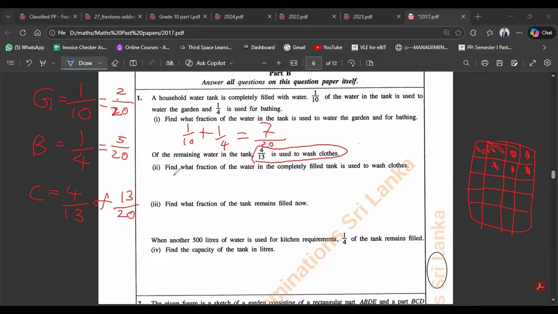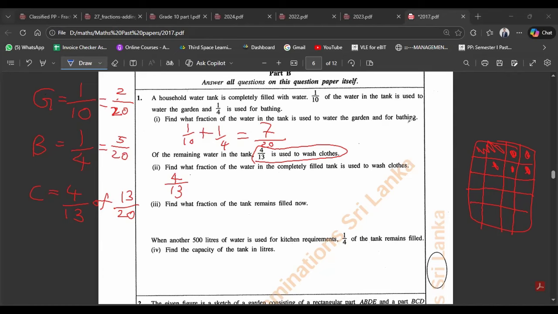So what I'm going to do is multiply 4 over 13. Okay, how did the remaining come? Good question. So how the remaining came was for washing clothes, not washing clothes. What's the first one? Gardening. For gardening and bathing, the total we got was 7 over 20. Do you agree with that? The first question's answer.